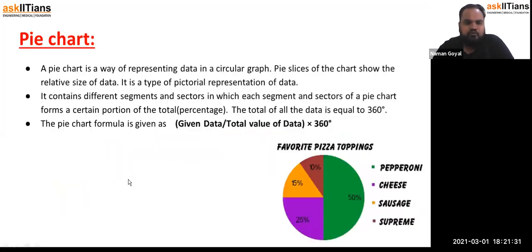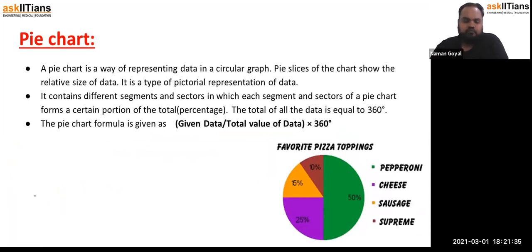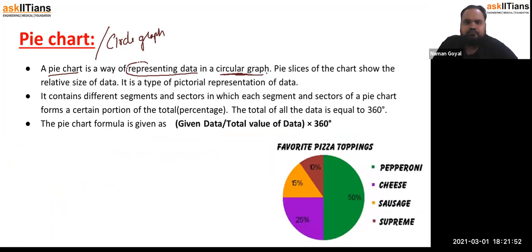Got it. Okay, now next is what? Pie chart, right? Look, pie chart is also known as circle graph. Look, a pie chart is a way of representing data in a circular graph, right? Pie slices of the chart show the relative size of the data.